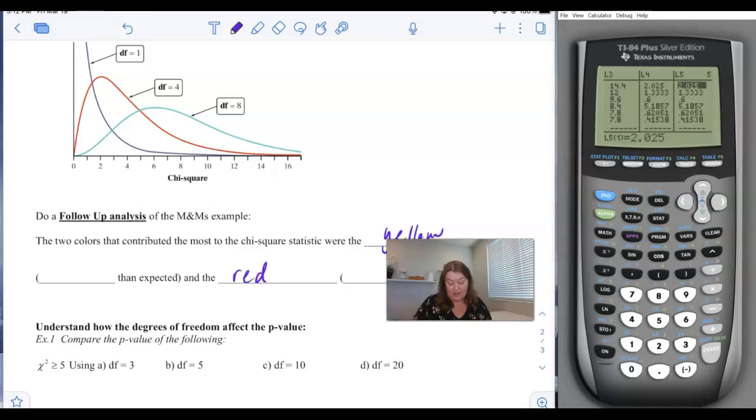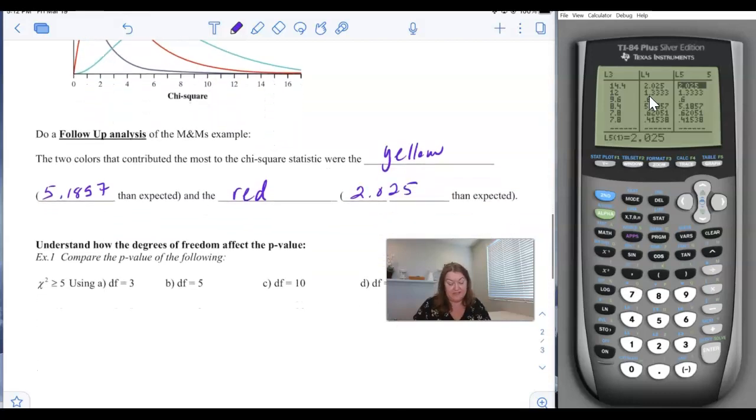And then they want to know how much it contributed. So the yellow contributed 5 out of the 10, almost half of the chi-squared amount came from the yellow. And then the red, there was about 2 out of the 5, 2.025. Cool. All right. Also notice it was right before us on line 4 when I calculated it out. You don't have to. And you can always just do it by hand with a calculator if you had to. A little bit tedious, but it gets it done.